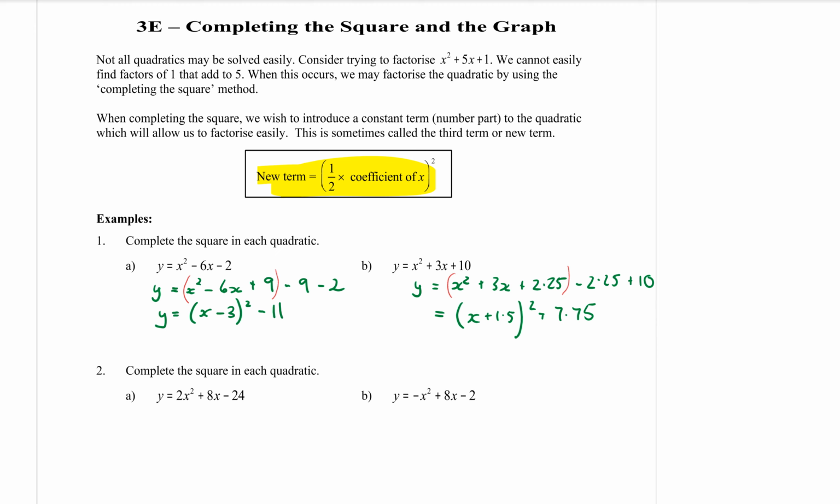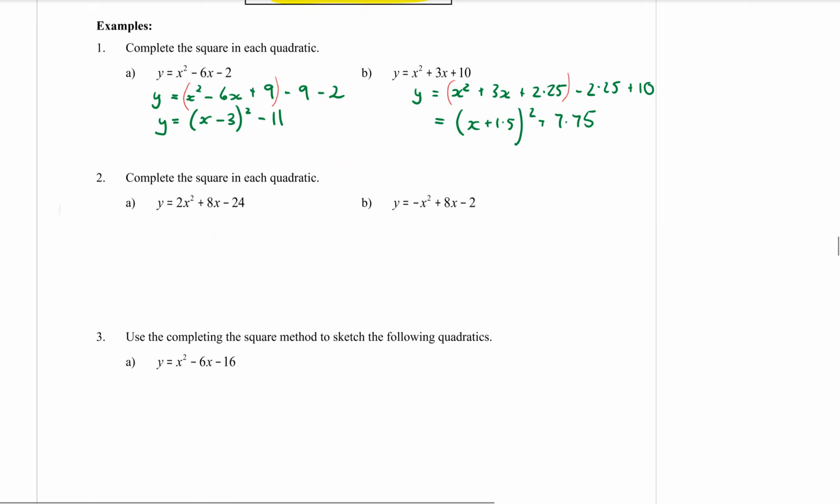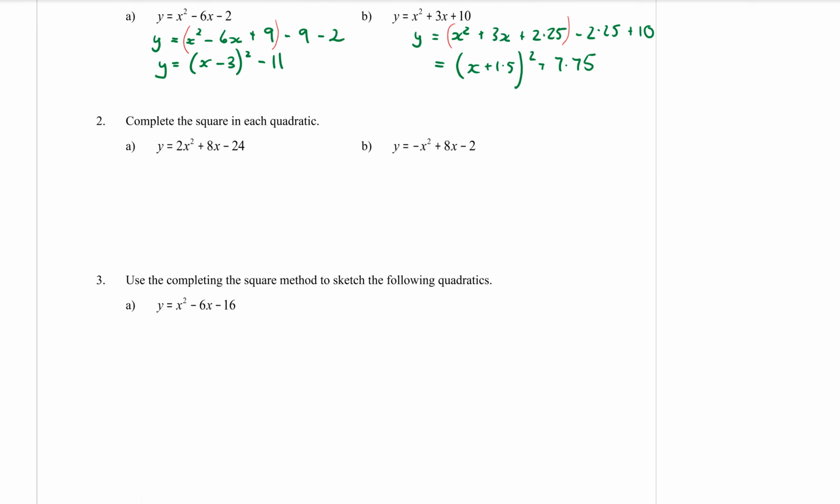All right, next step, question 2. Complete the square in each of these quadratics. I'm making it a little bit harder now. I'm putting a number in front of my x squared, which is a little bit nastier to try and make a perfect square. The first thing you should always do is factorize that out. Even if it doesn't go nicely, it's going to make it easier for you. So let's factorize that out.